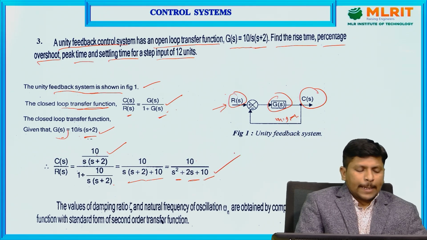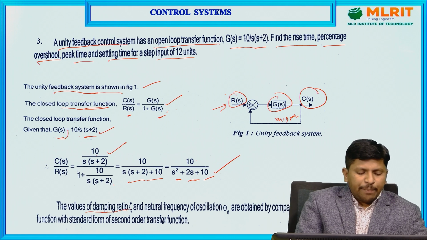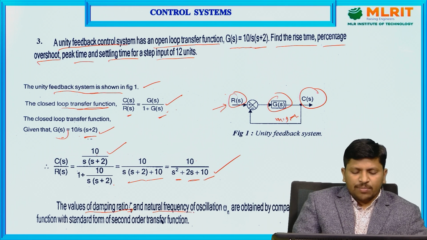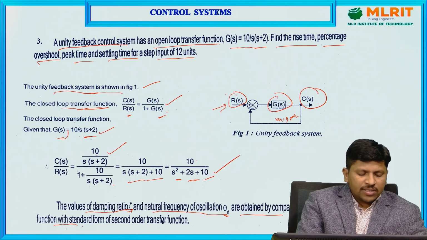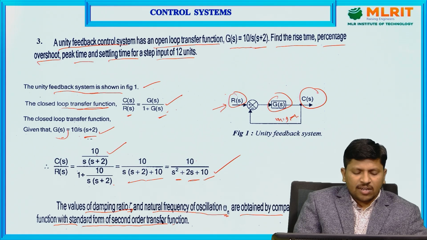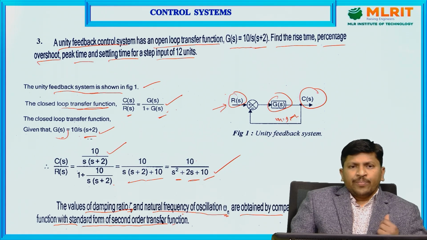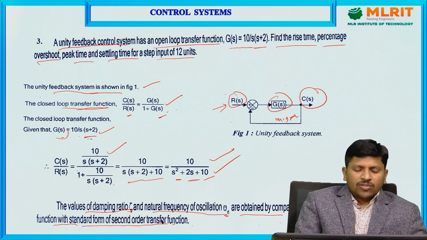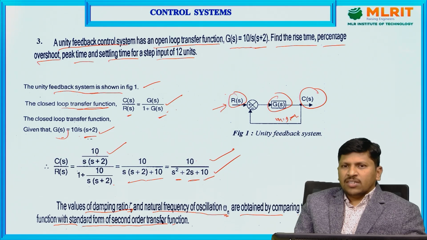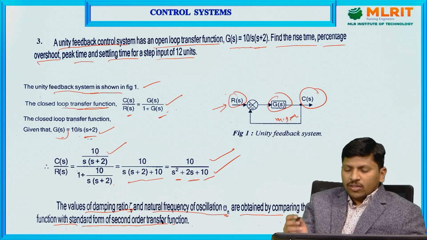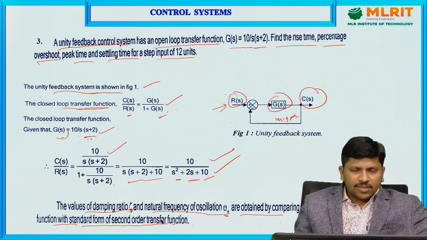Okay, the values of damping ratio zeta and natural frequency of oscillation omega n are obtained by comparing the system transfer function with the standard form of second order transfer function. From this transfer function, compared with the standard form of second order transfer function, that is here. So the second order transfer function is here.